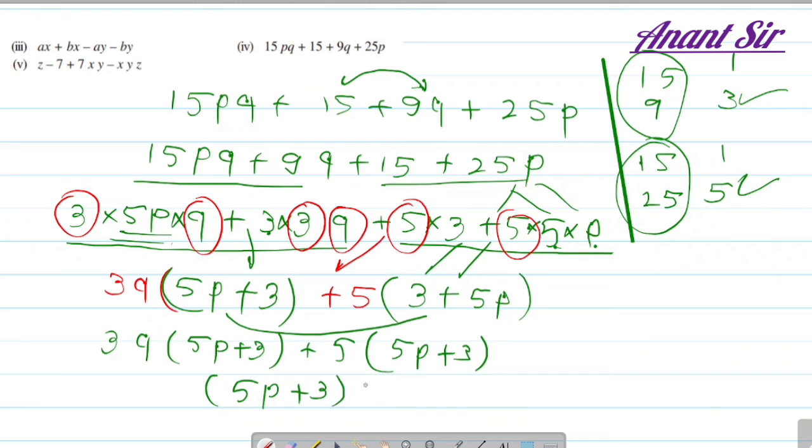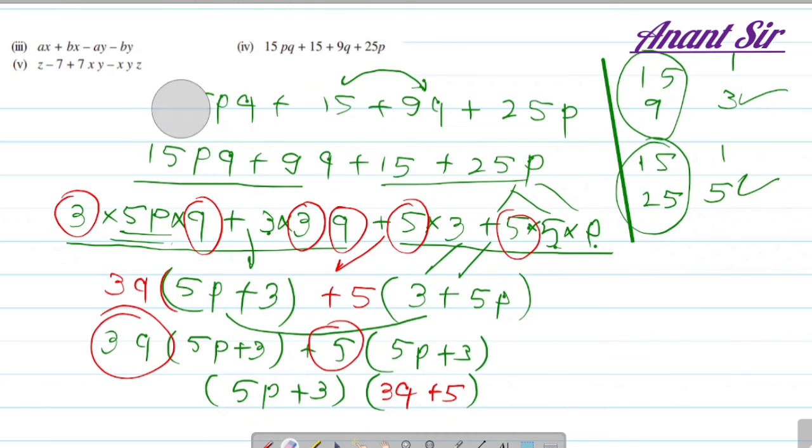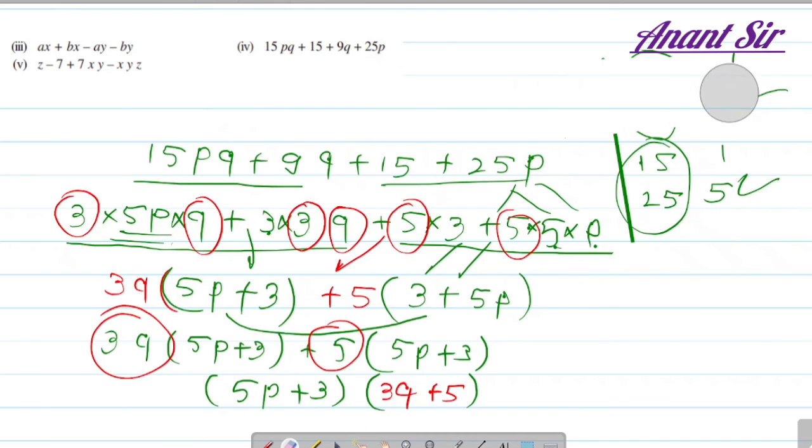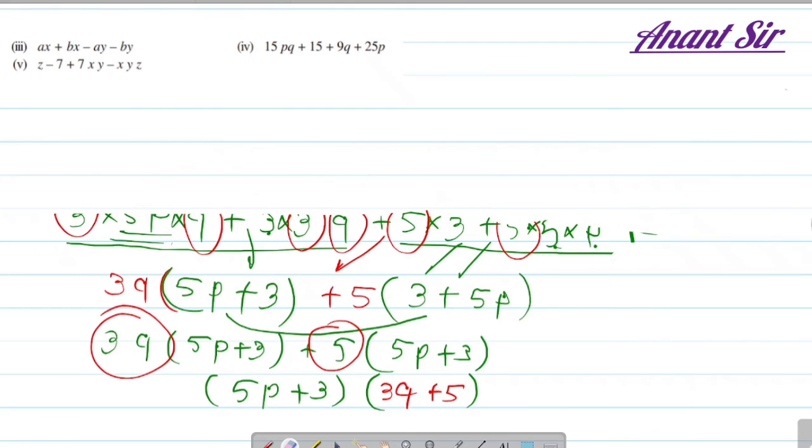Write that bracket, and in the second bracket write the terms which were outside, 3q plus 5. So this is your final answer. I hope you are getting what we are doing here. So let's move on to do the last question now.